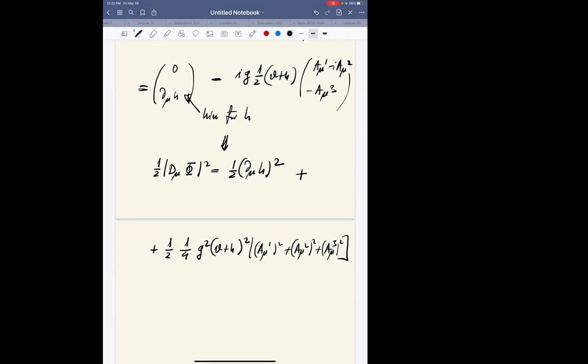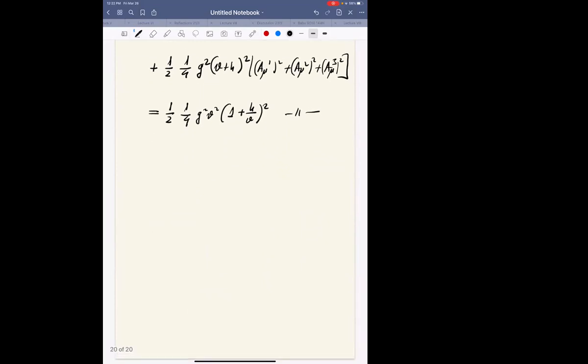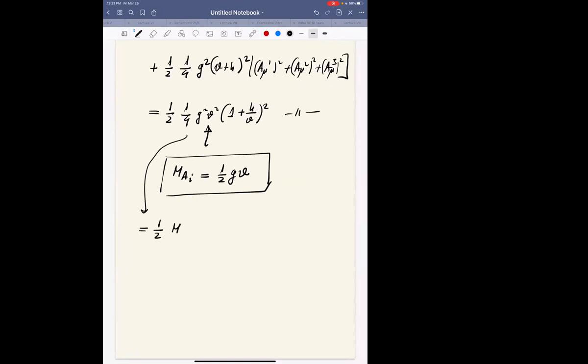I'm taking phi dagger times phi, and therefore I'll get what I expected. Previously, remember, the first piece is here. I can write 1/2, 1/4, g square, v square, (1 plus h over v) square is the same thing. Of course, the first piece here gives me the mass term, which is 1/2 g v. This is what we saw before. The first piece, but we also get from here, in other words, 1/2. So this is equal to 1/2 M_A square A_i mu square, written symbolically.